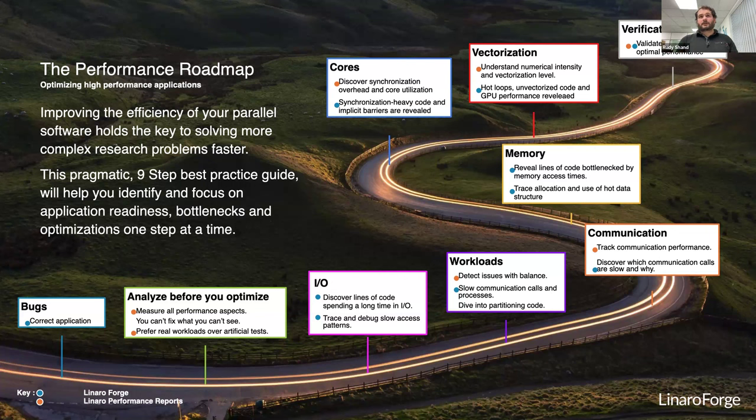And then going further up the roadmap, you might look at memory, make sure there are no bottlenecks in your memory accesses. Then you might look at cores and vectorization, making sure your application has been written to make use of vectorization. And at the end of it, to verify everything, you make sure all these optimization changes that you've made have not impacted the correctness of your application.